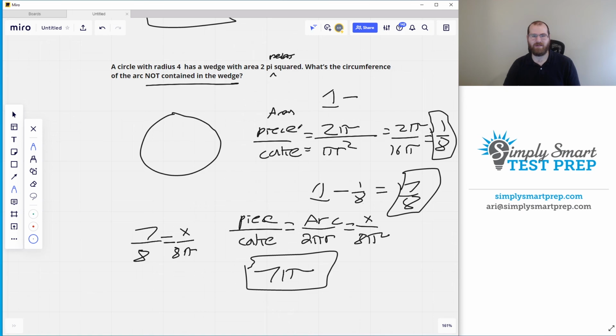And then really the two tricks that they can throw at you, number one is you're figuring out the part that is not in the wedge. So you just do 1 minus. Or you could figure out that they'll give the radius, or they'll give even the area, the entire area of the circle, and then you have to deduce the radius from there and then apply that to the circumference. But other than that, it's pretty straightforward.